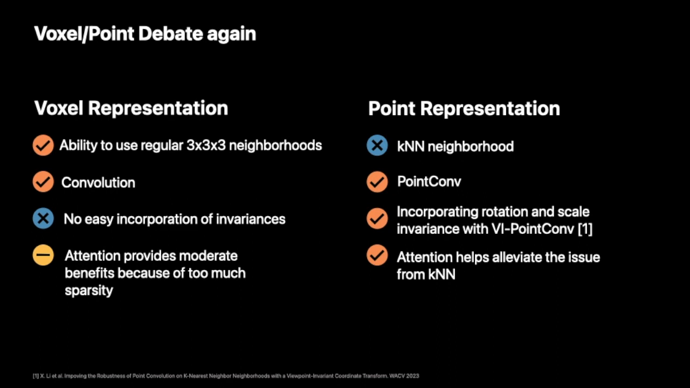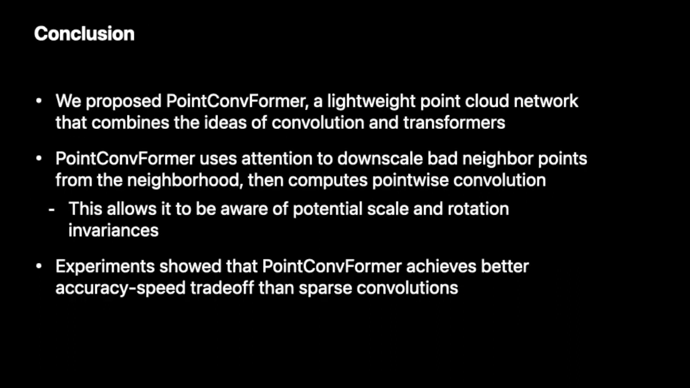So now we can revisit the voxel versus point debate. If we use sparse convolution, then we can use the regular 3x3x3 neighborhood. However, a point-based representation allows us to incorporate rotation and scale invariance, as well as use attention to alleviate the issue of KNN. So with that, we believe point-based methods can be more attractive in the future, given this work.